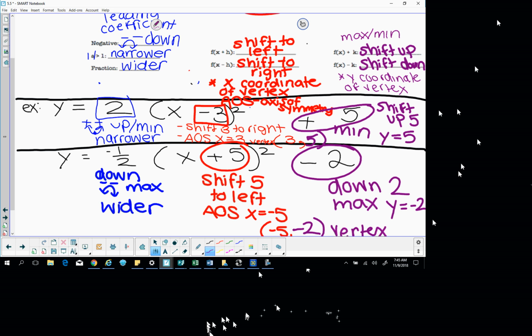You have Delta Math for this, which I don't have a computer today, so I'll give you time to work on it a little bit next class. It will tell you the shifts that they want done, and you're going to need to write the equation.